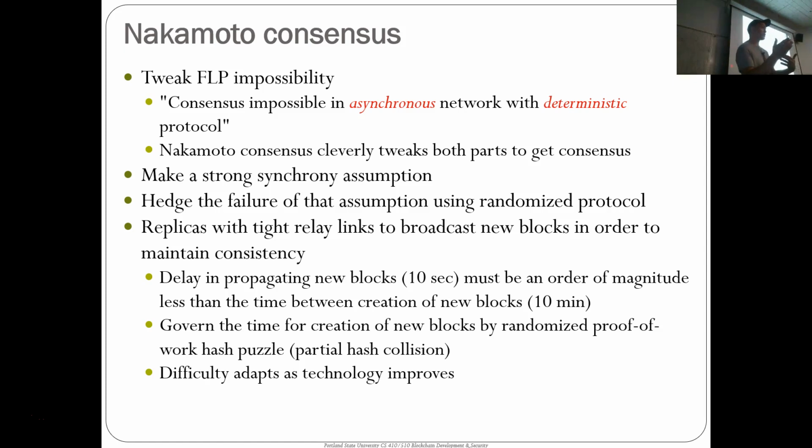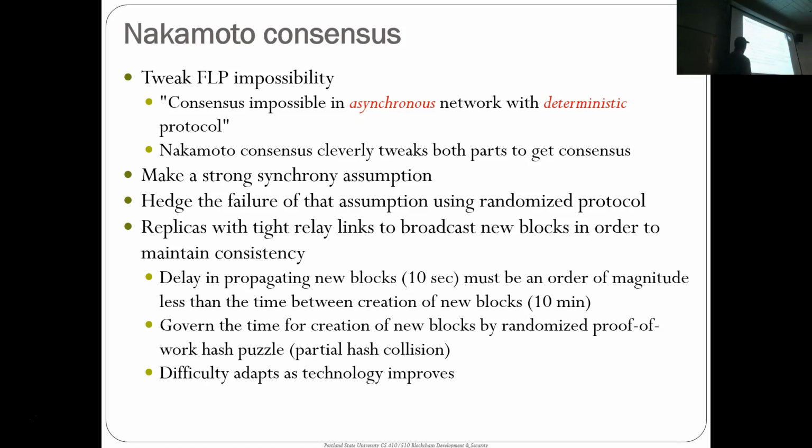So this allows me to say everyone has agreed on the previous block of the blockchain before I allow another one into the system. And it gives me hopefully a 10-minute window to reject double spending transactions. So this is the assumption that you're making. And so if you look at the Bitcoin algorithm, the time for creation between new blocks is done by a randomized proof of work hash puzzle, done by the partial hash collision that we talked about last class. So that's why that delay has to be long.